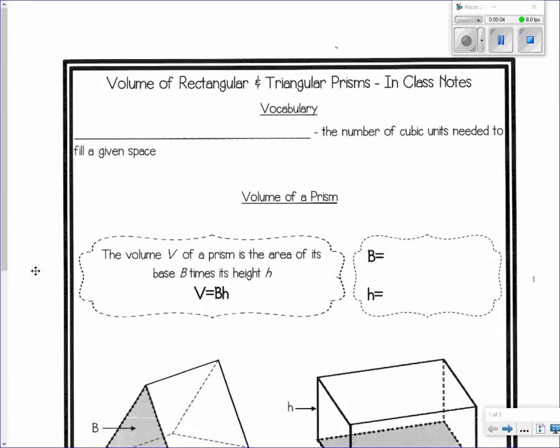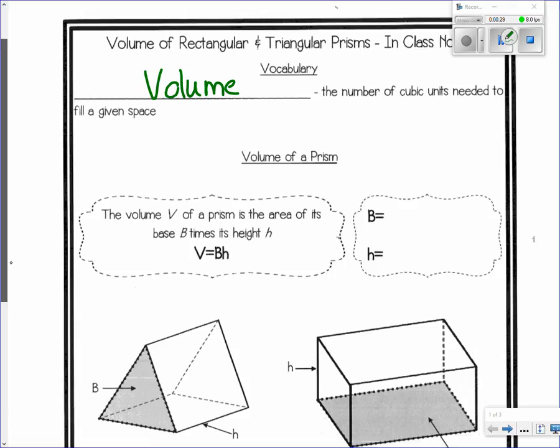Miss Hall. And today you are doing notes over volume of rectangular and triangular prisms. So volume is a little bit different than surface area because now we are talking about the number of cubic units needed to fill up a given space. So we're actually filling up a space. So volume is the number of cubic units needed to fill up a space, okay?